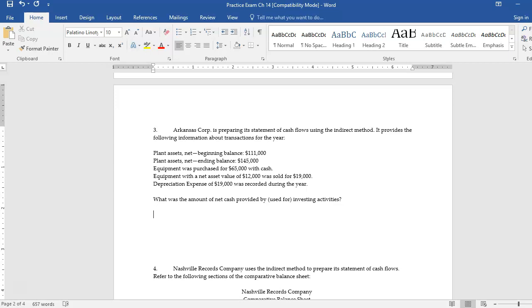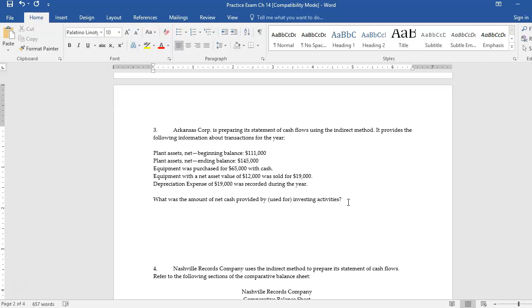Okay, number 3. Arkansas Corp is preparing its statement of cash flows using the indirect method. It provides the following information about transactions for the year, and it gives us some information regarding our long-term plant and equipment. What was the amount of net cash provided or used for investing activities? All right, so investing activities, what you want are the cash going in and out the door. There's a bunch of numbers there, but really we only need 2 numbers.